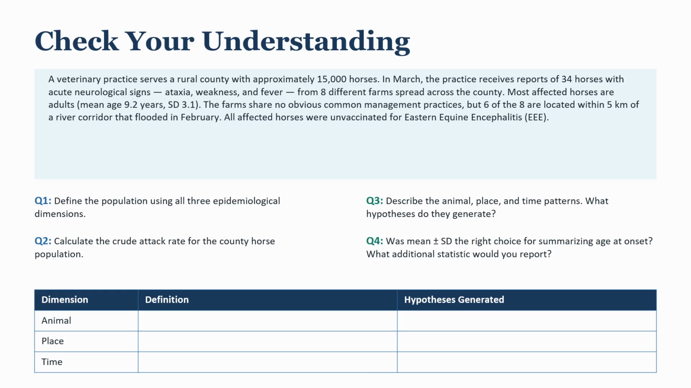Additional statistic to report alongside: the range, youngest and oldest affected animal, is particularly useful in outbreak investigation to establish whether very young or very old animals were disproportionately affected. The median should also be reported if the distribution shows any skewness, and reporting the proportion of affected horses by age group would be more informative than a single mean for understanding age-specific attack rates.